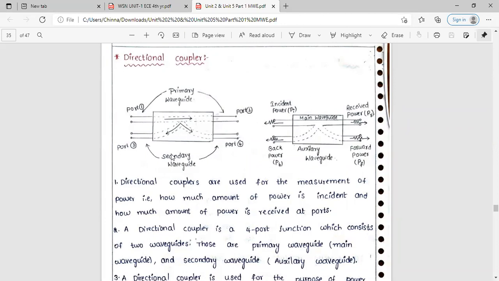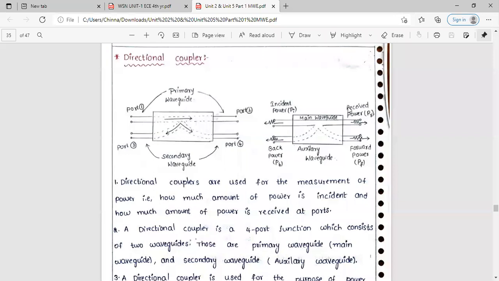Okay, here you can see the second diagram, the internal representation. One is directly transmitted, and an auxiliary waveguide is used here. So incident power will be at port 1 and received power at port 2, and the forwarded power will be obtained at port 4, and any backward power will come under port 3. So incident power, received power, forwarded power and backward power.